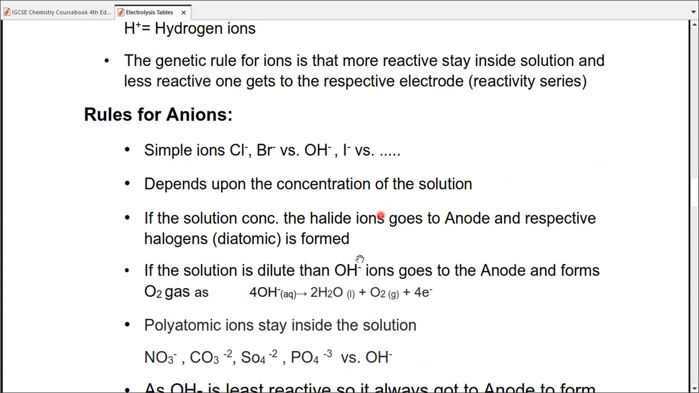Rules for anions. Anions can actually be divided into two categories. So let's not do it through this paper. This paper is written in words, which becomes somewhat difficult. So I'm going to open up a whiteboard screen and we're going to do it from there.